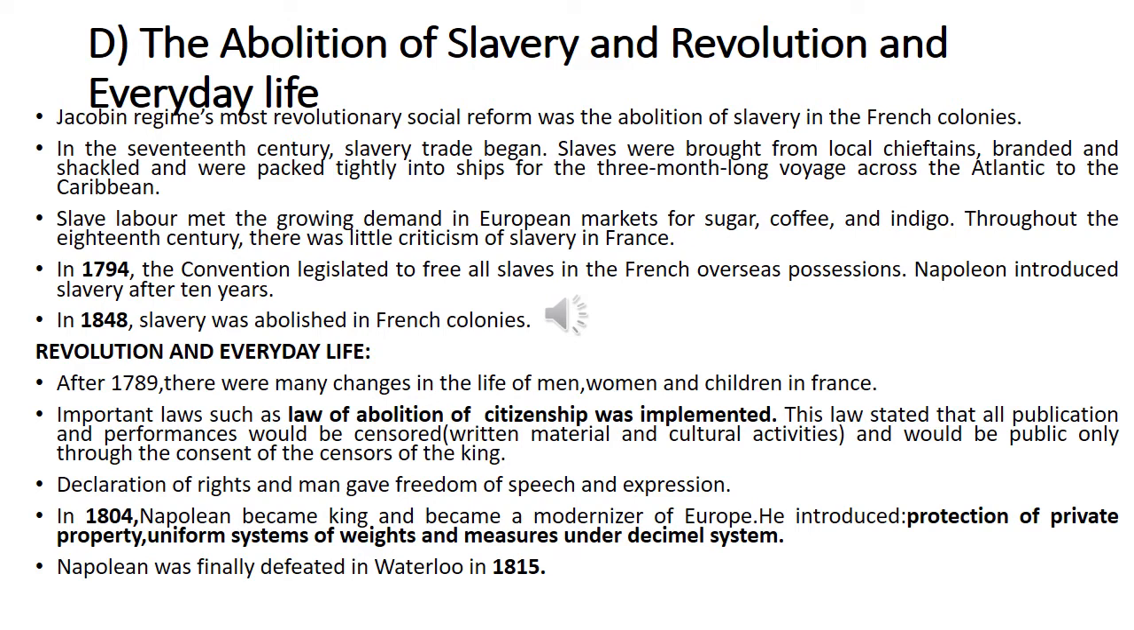And what was this revolution or the social reform which was found during the French Revolution? The greatest social reform was the abolition of slavery. That is our next topic. The greatest social reform made by the Jacobin Club was to abolish slavery in French society.